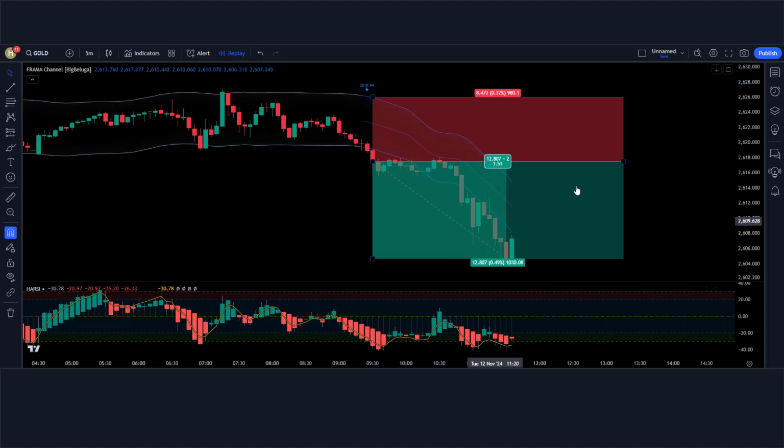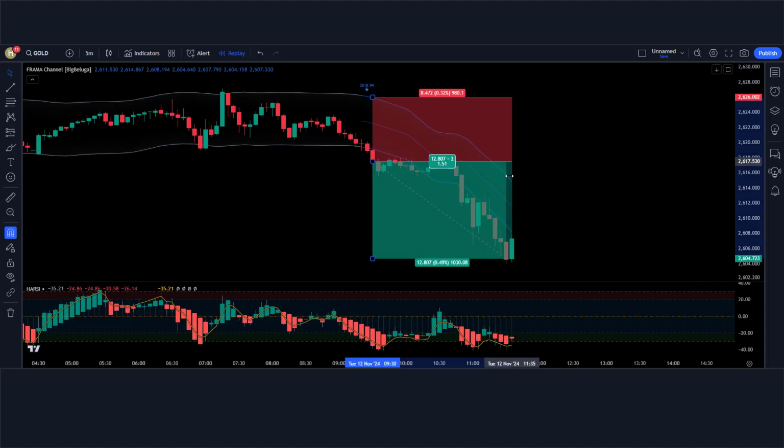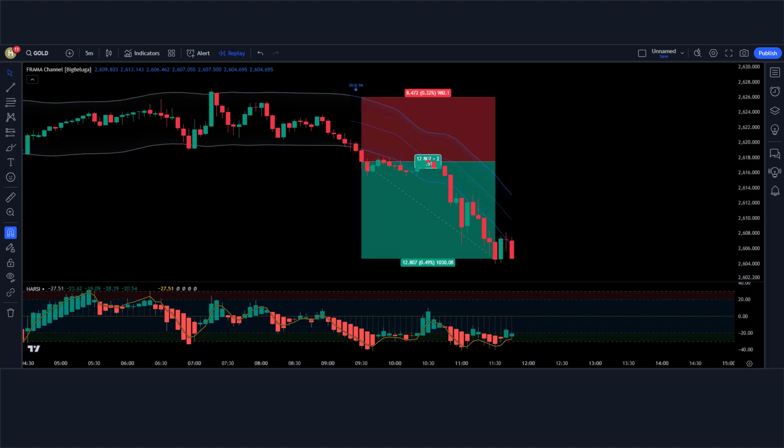The market has completely hit the target. Now let us understand long position.